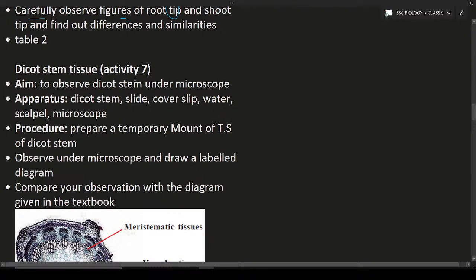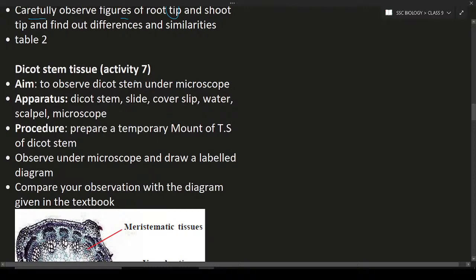What is Dicot stem? Just now we have seen Dicot stem is nothing but, these are the cells, these are the seeds that are having the two cotyledons, that is known as Dicot stem. So next is branching. Branching means branches. Can you see here?